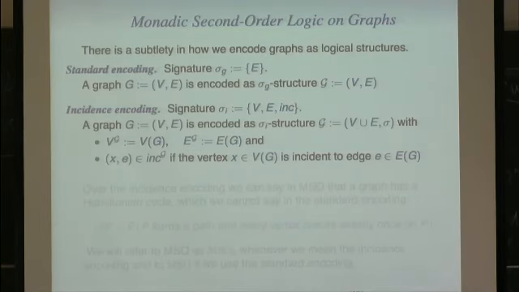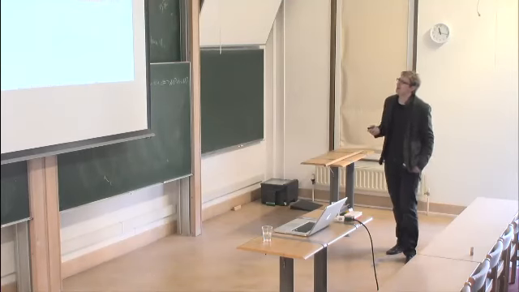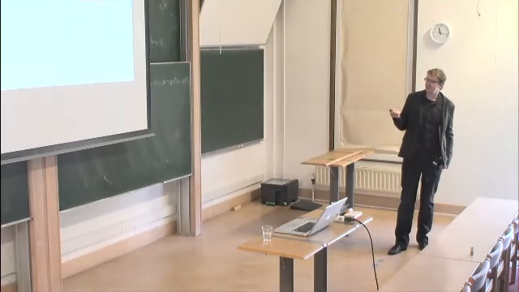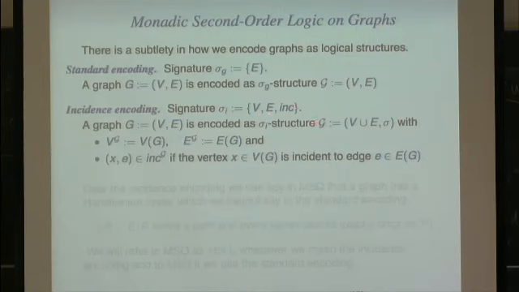The other way of doing this is called the incidence encoding, where we are basically working on a two-sorted structure. So here the signature contains two unary predicates V and E, and a binary one, the incidence relation. And then the graph G is encoded as a structure where the universe consists of all vertices plus all edges. V is interpreted by the set of vertices, E is interpreted by the set of edges. And then the incidence relation says that a vertex x is contained in the edge e, right? And that's the second, relatively straightforward encoding of the graph.